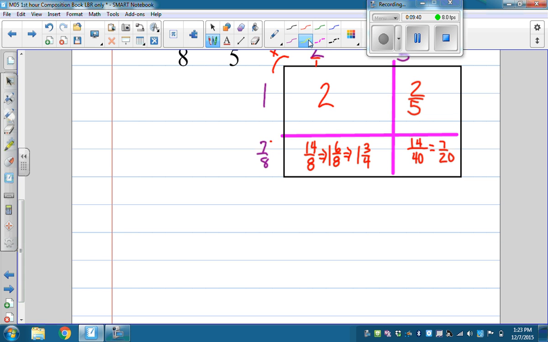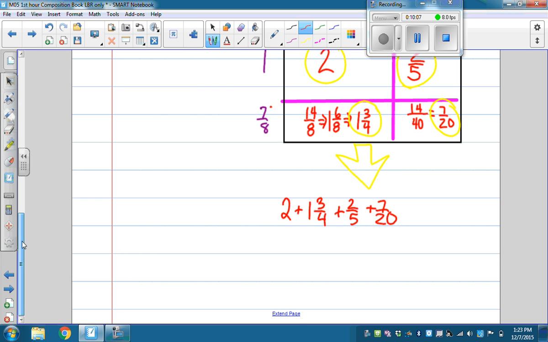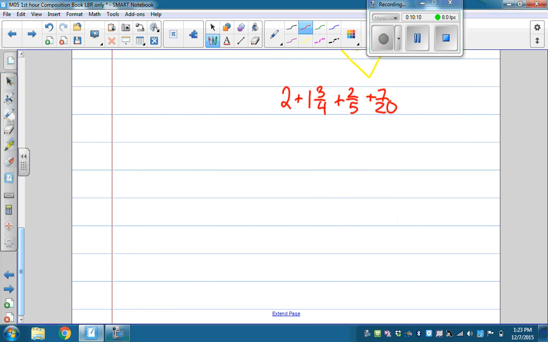So the last piece is adding all the parts together. So I'm going to add this, plus this, plus this, and this. Right down here. And simplify. So 2 plus 1 3/4 plus 2/5 plus 7/20ths. And to do that, I add the whole parts, that's 3.